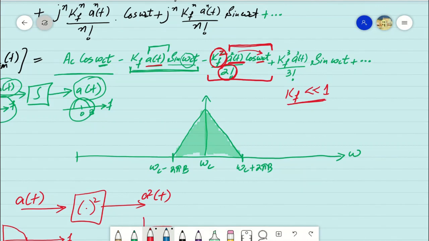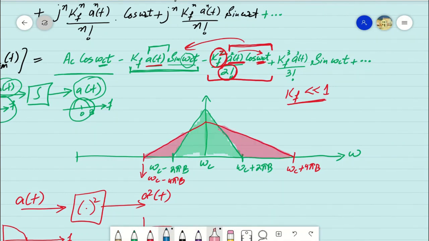If we express it in the plot, we have a double bandwidth signal centered at omega c, and its power is very low compared to the second term of the expression. So its higher frequencies band is limited from omega c to omega c plus 4 pi b, and its lower frequencies band is limited from omega c minus 4 pi b to omega c.